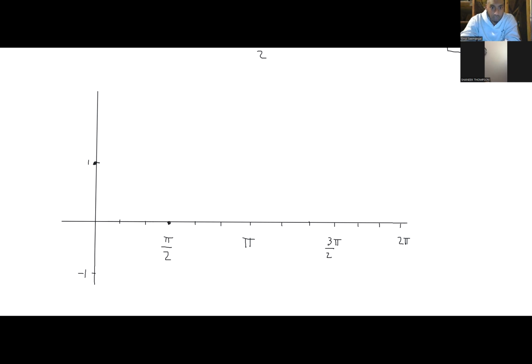1, 0, 1. This is pi over 2, 0. This one will be pi, -1. This one will be right at 0 there. And then I believe this one's up here back at 1. So just sketch it. So it's like this. Down there to the bottom, through there, like that. Okay. So what did you do?